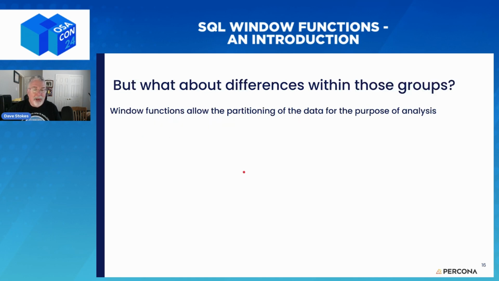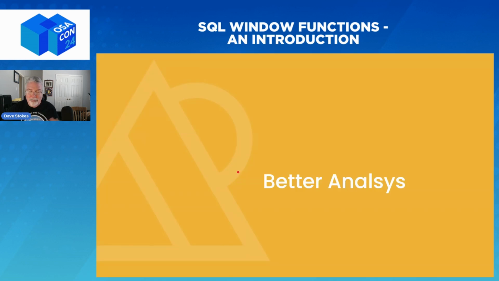Now it's very simple. Aggregate is giving us one value. What about differences within the groups? That's what window functions are all about. It's how you gather the data for analysis. So hopefully this is going to be better analysis.